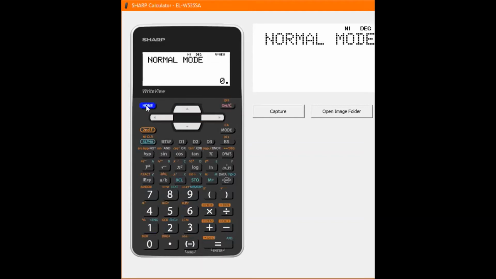Oh, sorry, I'm on stats. So sorry, if you want to just go home to do quick calculations, just press your home button. It takes you back to normal mode. It's a very nice shortcut. So let me just start again.